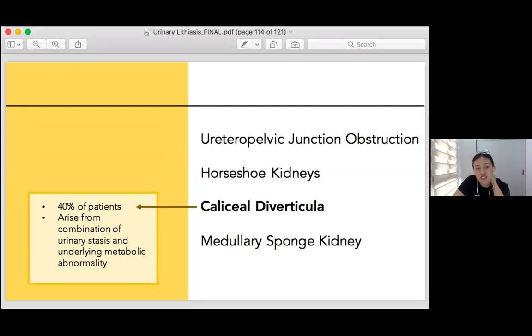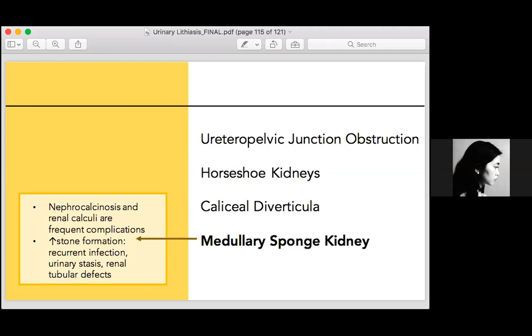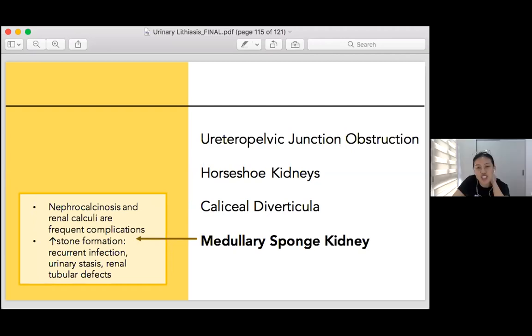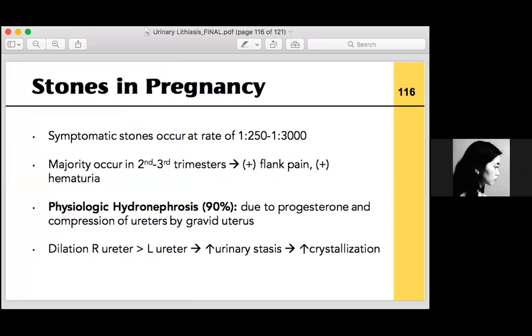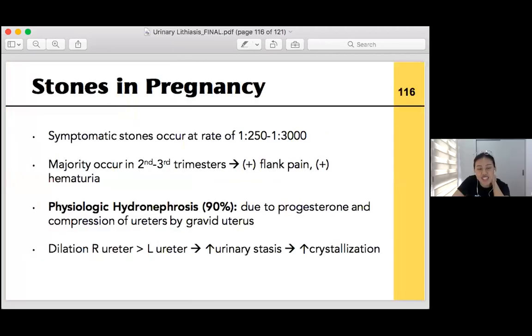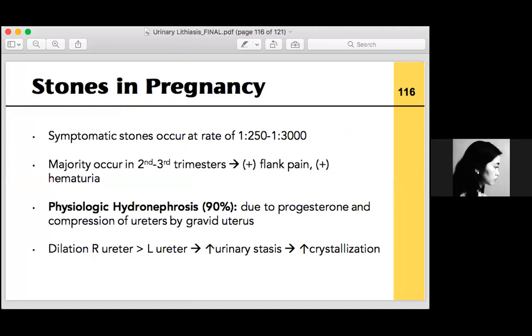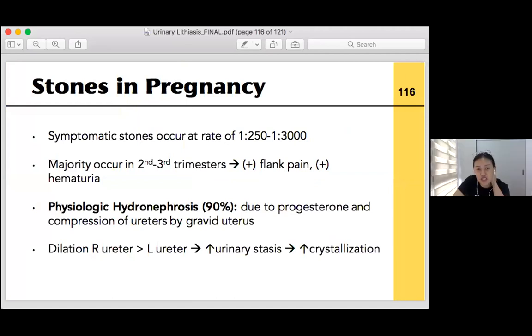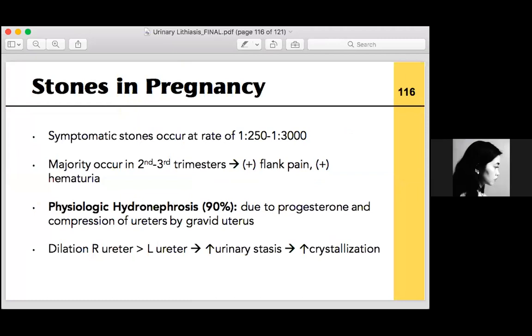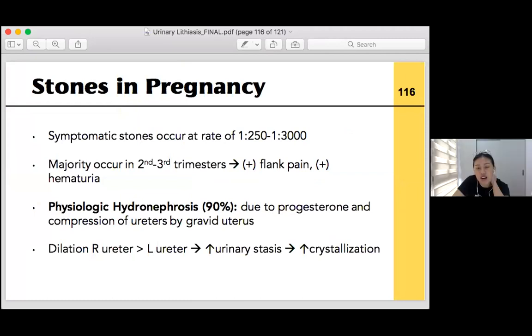So calyceal diverticula stones are associated with 40% of these patients, and it can be due to both the urinary stasis and underlying metabolic abnormality, while medullary sponge kidneys would have nephrocalcinosis and renal calculi as frequent complications. So for stones in pregnancies, the last topic, symptomatic stones occur at a rate of 1 in 250 to 1 in 3,000, and the majority occur in the second to third trimester and are heralded by the onset of flank pain and hematuria.